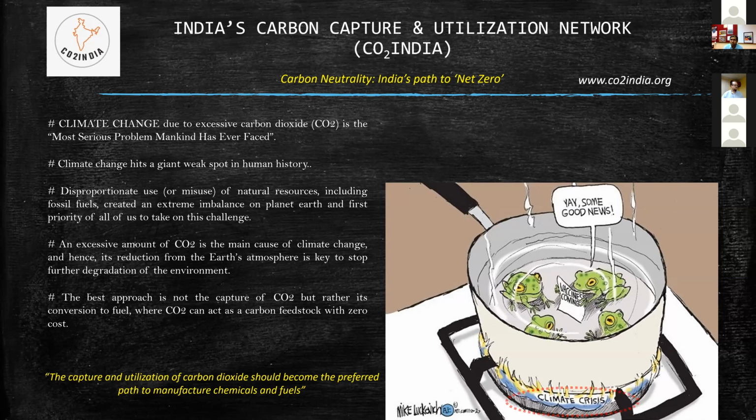The best way is to stop using fossil fuels, but we all know that is nearly impossible for the next several decades. So we will be burning fossil fuels, and if we continue doing that, we will continue producing a large amount of CO2. So one of the best ways to tackle climate change is capturing the CO2 from the environment, from the source where the CO2 is emitted by different industries.